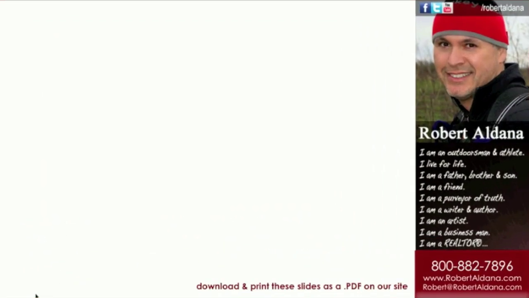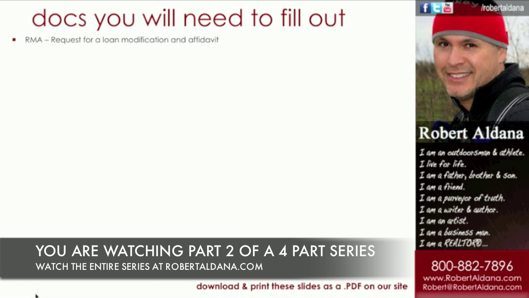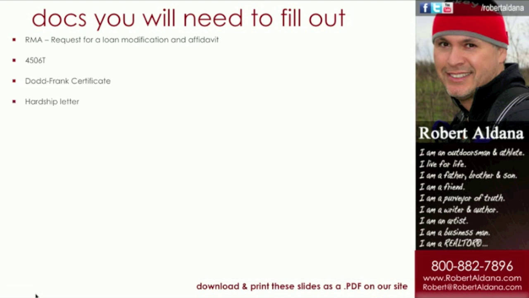Following are docs that you're going to need to fill out that are going to be sent to the lender, in addition to the other documents that I requested from you previously. You're going to have a RMA, which is request for a loan modification and affidavit, a 4506-T, the Dodd-Frank Certificate, and of course a hardship letter, which you're going to be filling out, and I'll go over in another episode how to fill out a hardship letter.